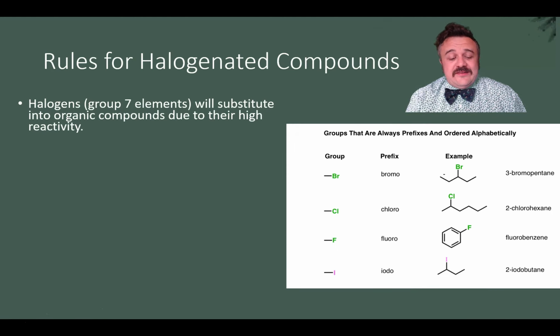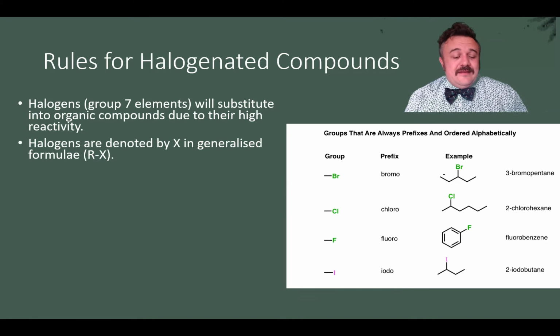So, rules for halogenated compounds. Group 7 elements substitute into organic compounds due to their high reactivity, and they fit in very easily where there's a double or triple bond. So they'll break that double or triple bond and form their way in there. They're usually denoted by X in a general formula, so it'll be R-X. That's to show you that it's a halogen.